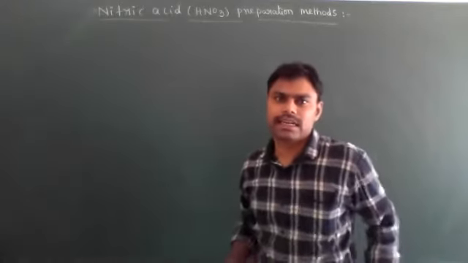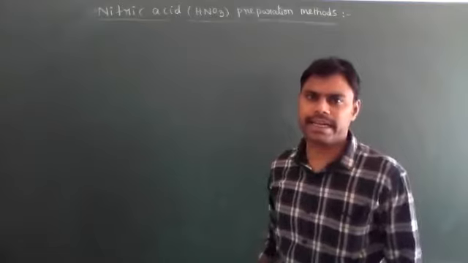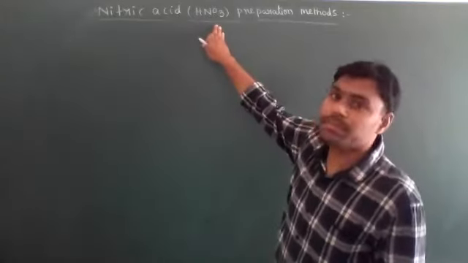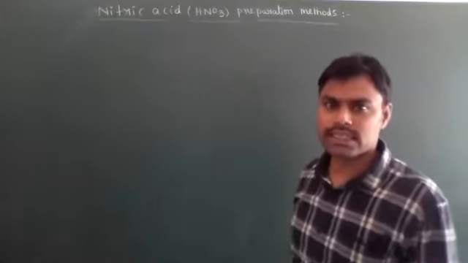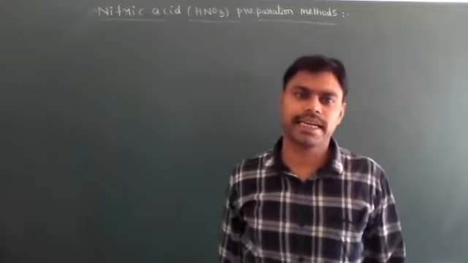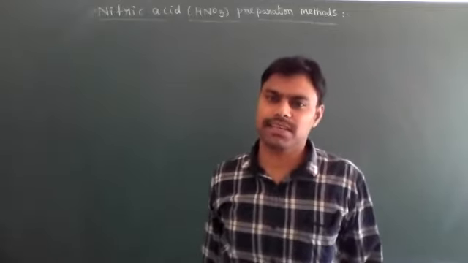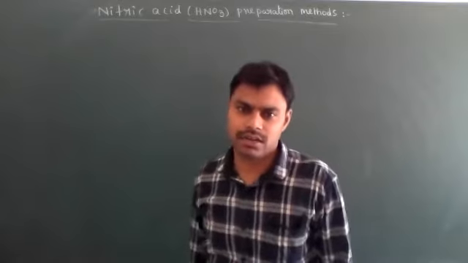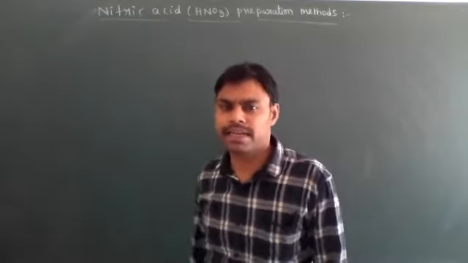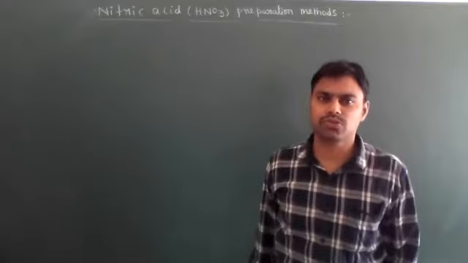Okay, let's see nitric acid. Nitric acid means HNO3. Preparation methods: one is a laboratory method, and the second one is the industrial method. Industrial method means large quantities of HNO3 can be prepared, mainly in industrial methods only.